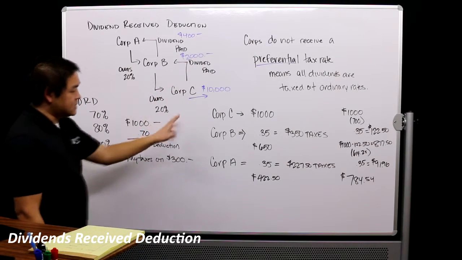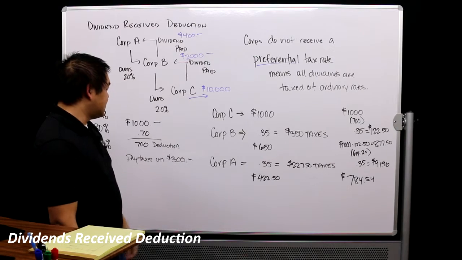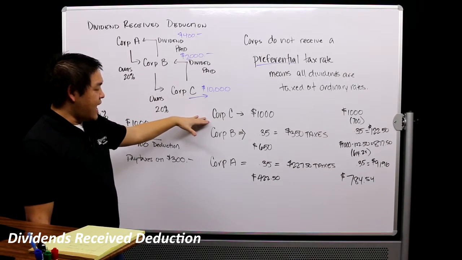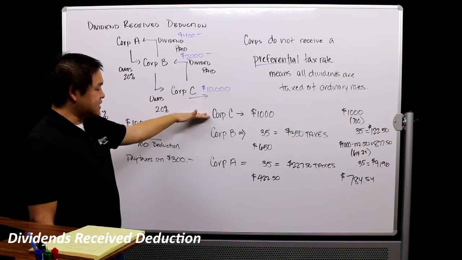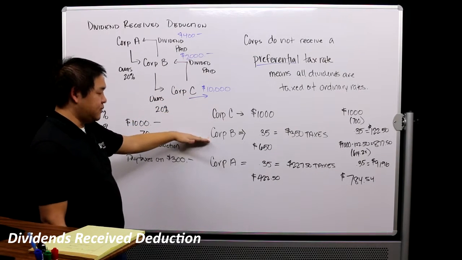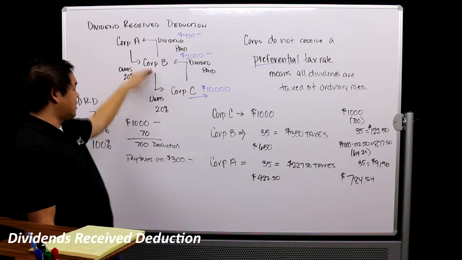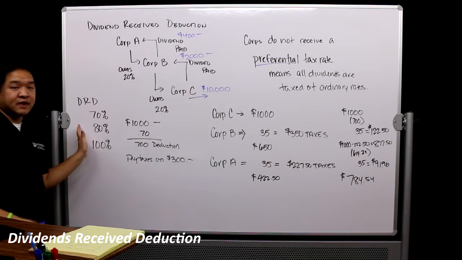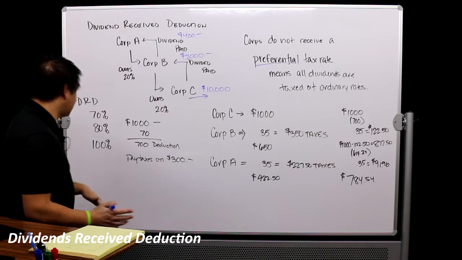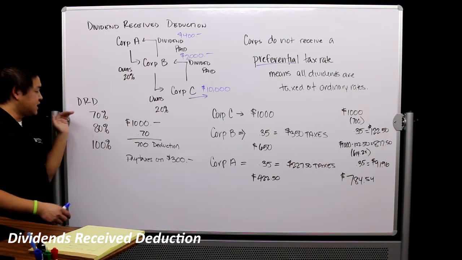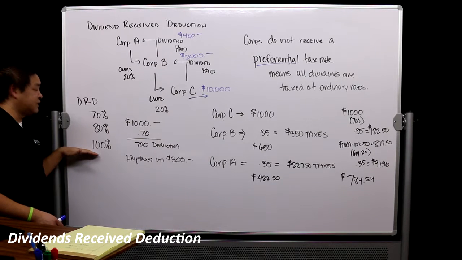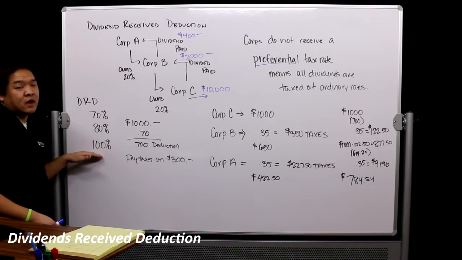So let's give you a real-world example here. In this case, we have a $1,000 dividend from C Corp, and they take that $1,000 and distribute it to B Corp. Now, the dividends received deduction tells us that depending on your ownership, and that's the next chapter, so we're not going to talk about it here, you can take a 70% dividends received deduction, an 80% dividends received deduction, or a 100% dividends received deduction. Now, this is a dollar-for-dollar deduction.